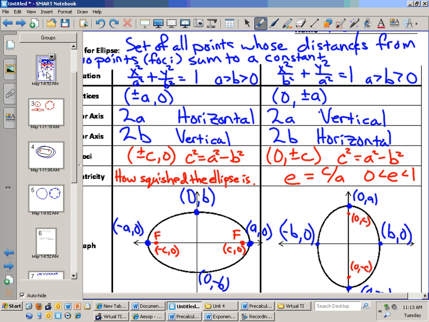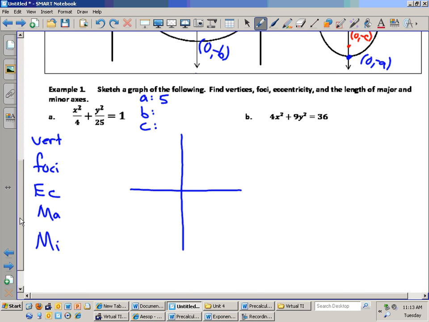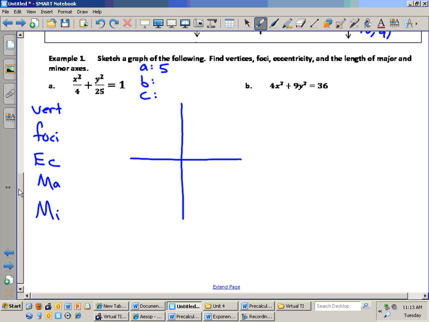So that means that if you see 25 and 4, your A and B values are 5 and 2. It's always the square root of the bottom. Okay? So A is 5. What is B? 2. How do I figure out C? A squared, which is 25, minus B squared, which is 4, gives me 21. So C is going to be the square root of 21, which is about 4.6.